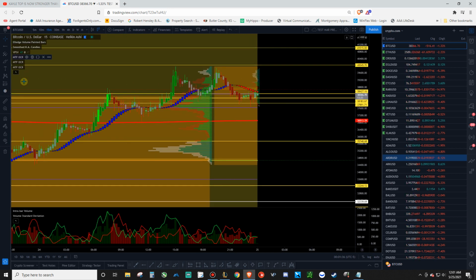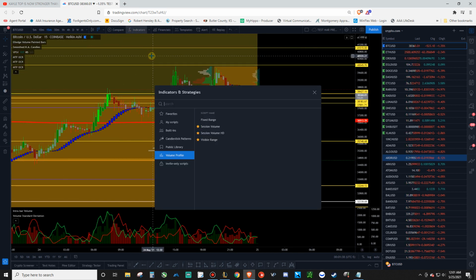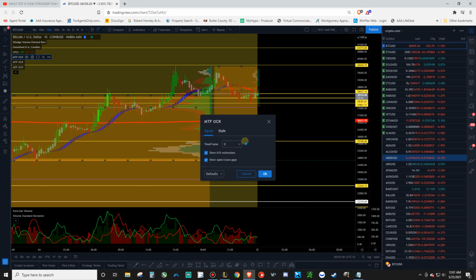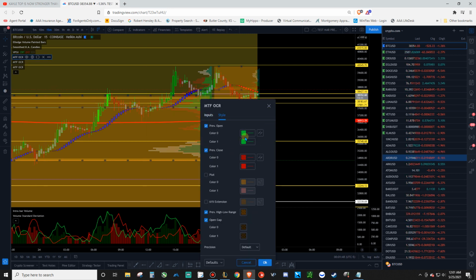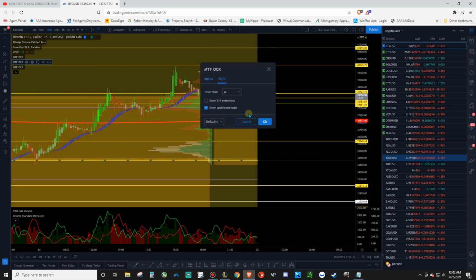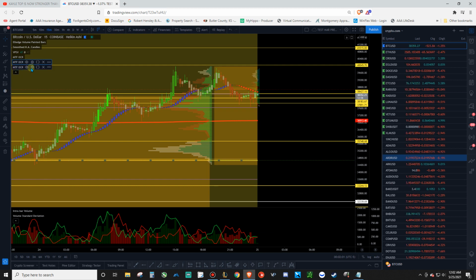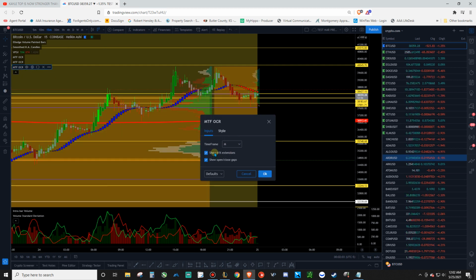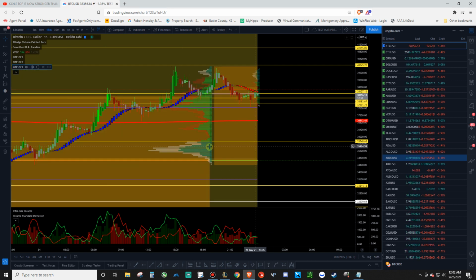Okay, and then this MTF OCR, which is going to be this one, my pro indicators. Add three of those on there real quick if you can, and then change one to daily. You can change these colors however you want. I like my daily colors to be orange, my weeklies to be yellow, and my monthlies to be white, but you can do yours however you want. This one daily, weekly, and then monthly. And you can have the 61% extension automatically added on there.